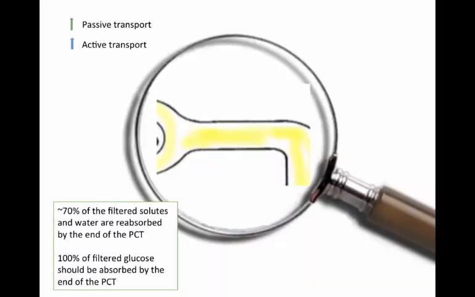Okay, so focusing in on the proximal tubule. By the time the filtrate reaches the end of the proximal tubule, about 70% of the filtered solutes, so salts mainly, and water are reabsorbed, and 100% of the filtered glucose should be reabsorbed. This is also true for molecules like amino acids, but for simplicity we're going to ignore them and focus on the reabsorption of water, sodium, and glucose as an illustration of the principle of how this works. We're going to indicate passive transport processes in green and active transport processes in blue.